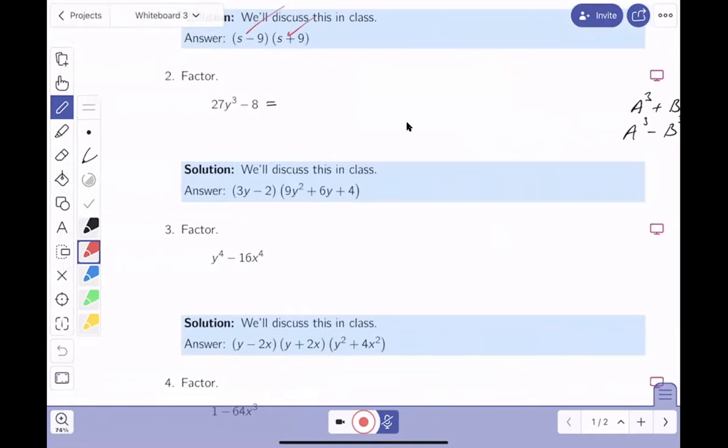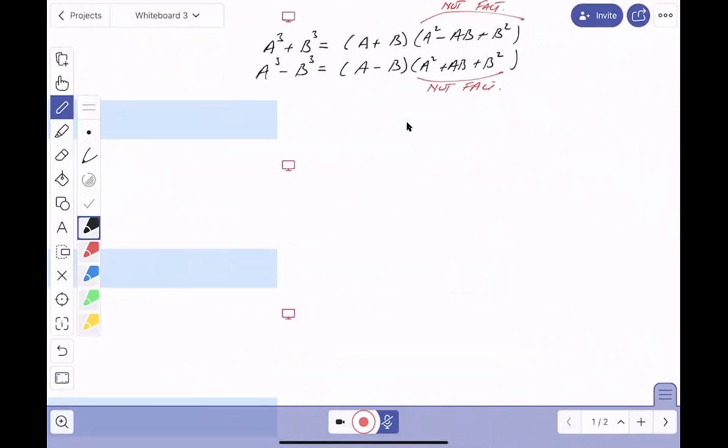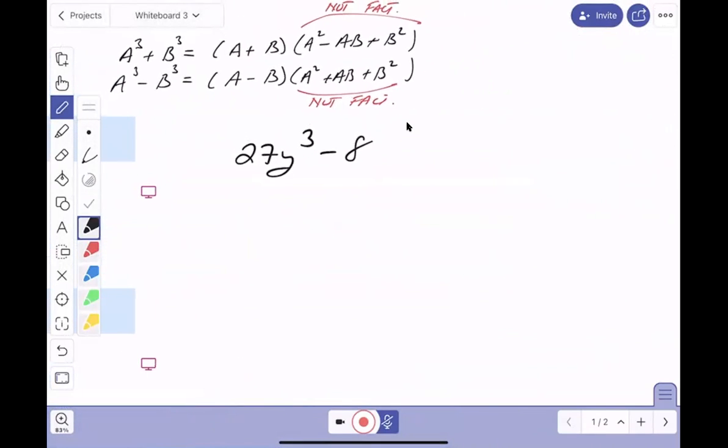What is going to be 27y cubed minus 8? Let's write this down. Again, I'm just doing the problem over here. What I'm going to do initially is just write down what the cubes are. So what's the first one going to be? 3y. This would be 2. Let me point out what it is. 3y cubed would be 27y cubed, and 2 cubed is 8.